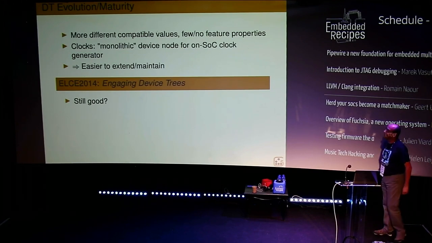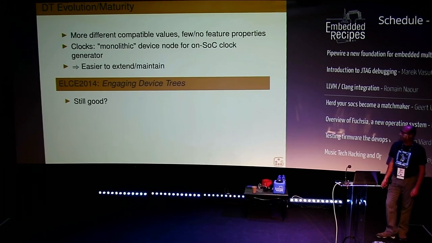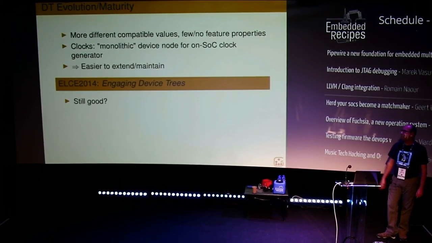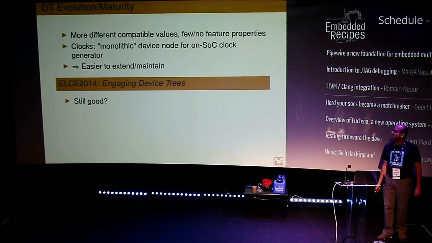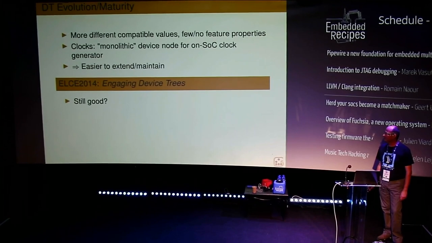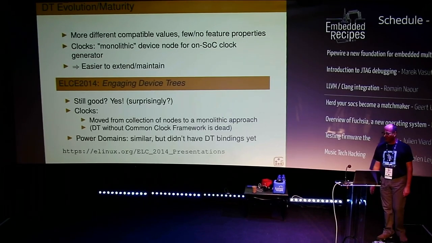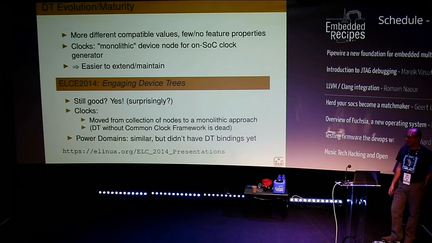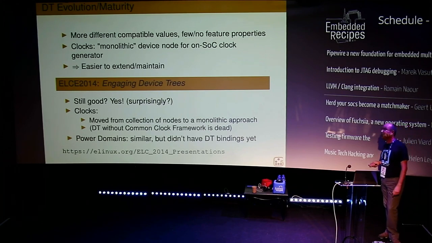Interestingly, I gave a presentation about device tree best practices at ELC, it should be ELC, not ELCE, in 2014. I went over it and I was wondering, is the advice I gave in there still good? And it turned out that it actually was. Most of what I told there is still valid and is still good advice for designing modern device bindings. One big difference is clocks. At that time, the best practice was still considered to be describing all the clocks explicitly in DT, while now we prefer to use a monolithic approach. There was, at that time, also some mention of using device tree without the common clock framework, but that's completely dead from the point of view of Linux, so we don't have to care about that.